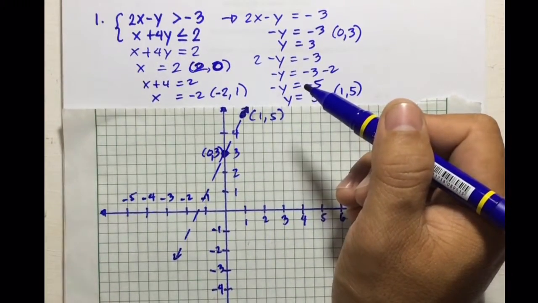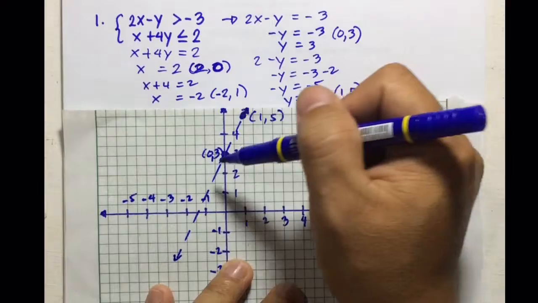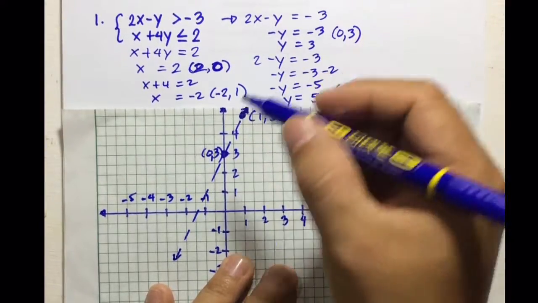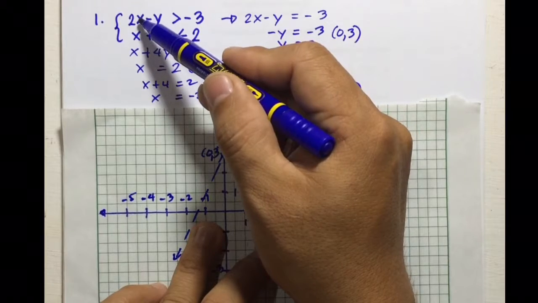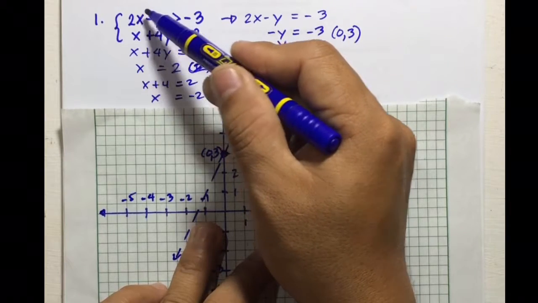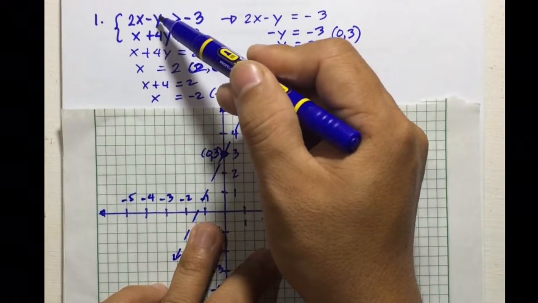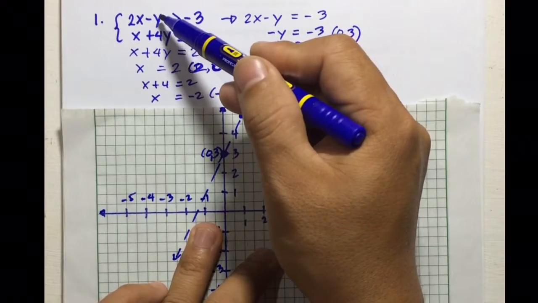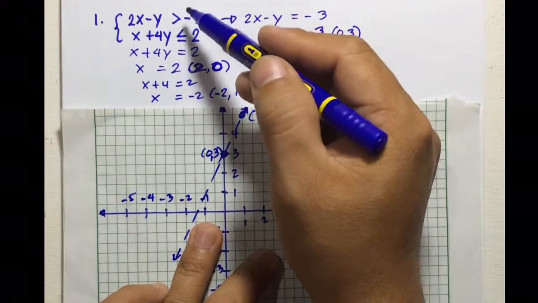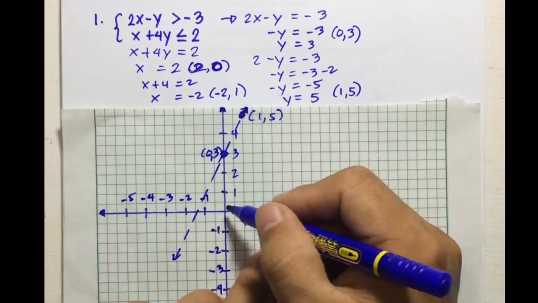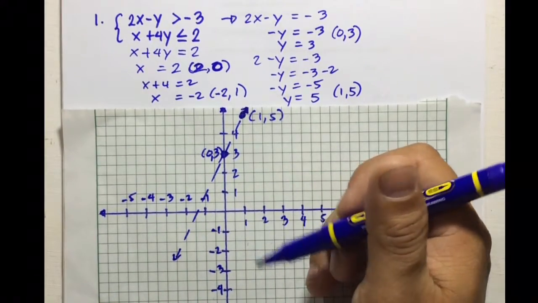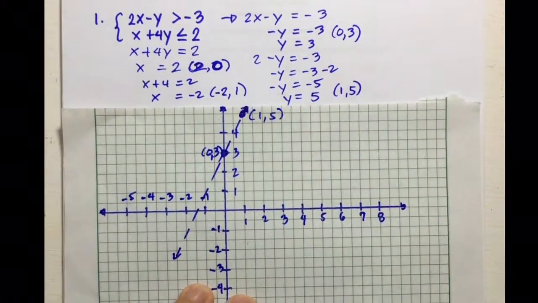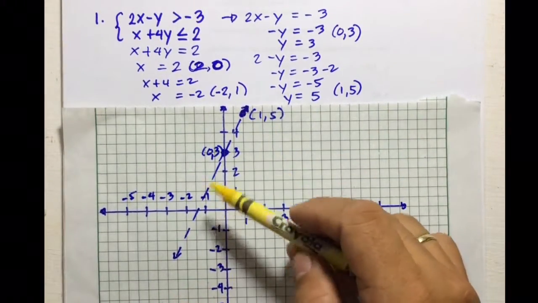Then we're going to select a point not on the line. For example, (0, 0). If x is 0, this will become 0 minus y, which is also 0. So 0 is greater than negative 3, meaning (0, 0) is part of the solution. So we're going to shade this part using a yellow crayon.